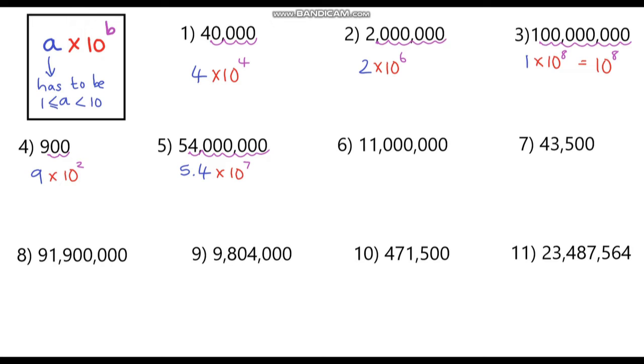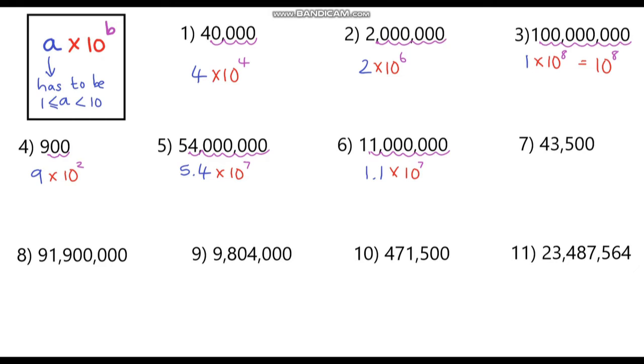Okay, the next one is 11 million. So our base number for this one is going to be 1.1. Going to multiply it by 10. So let's put our decimal point in. 1, 2, 3, 4, 5, 6, 7. So 1.1 times 10 to the power 7.